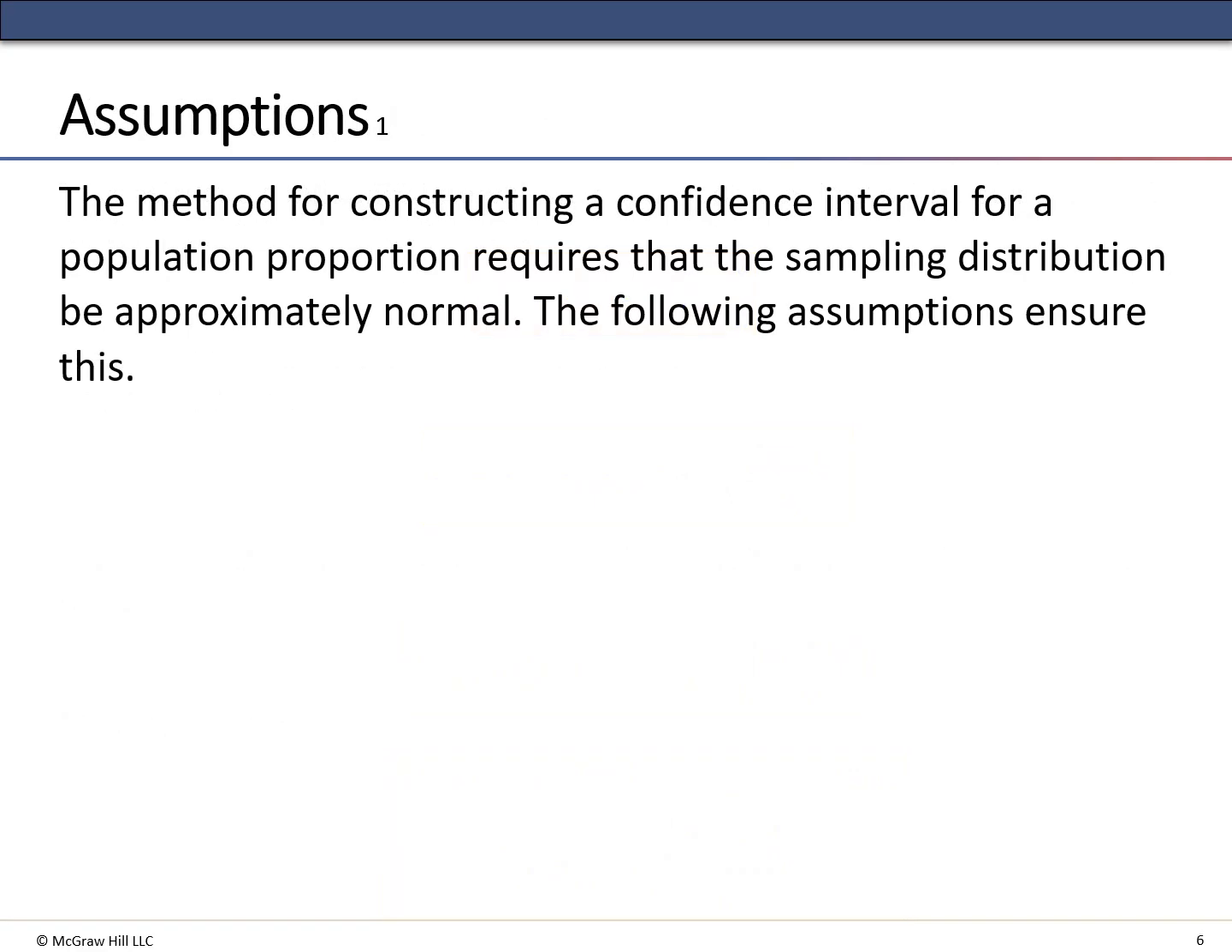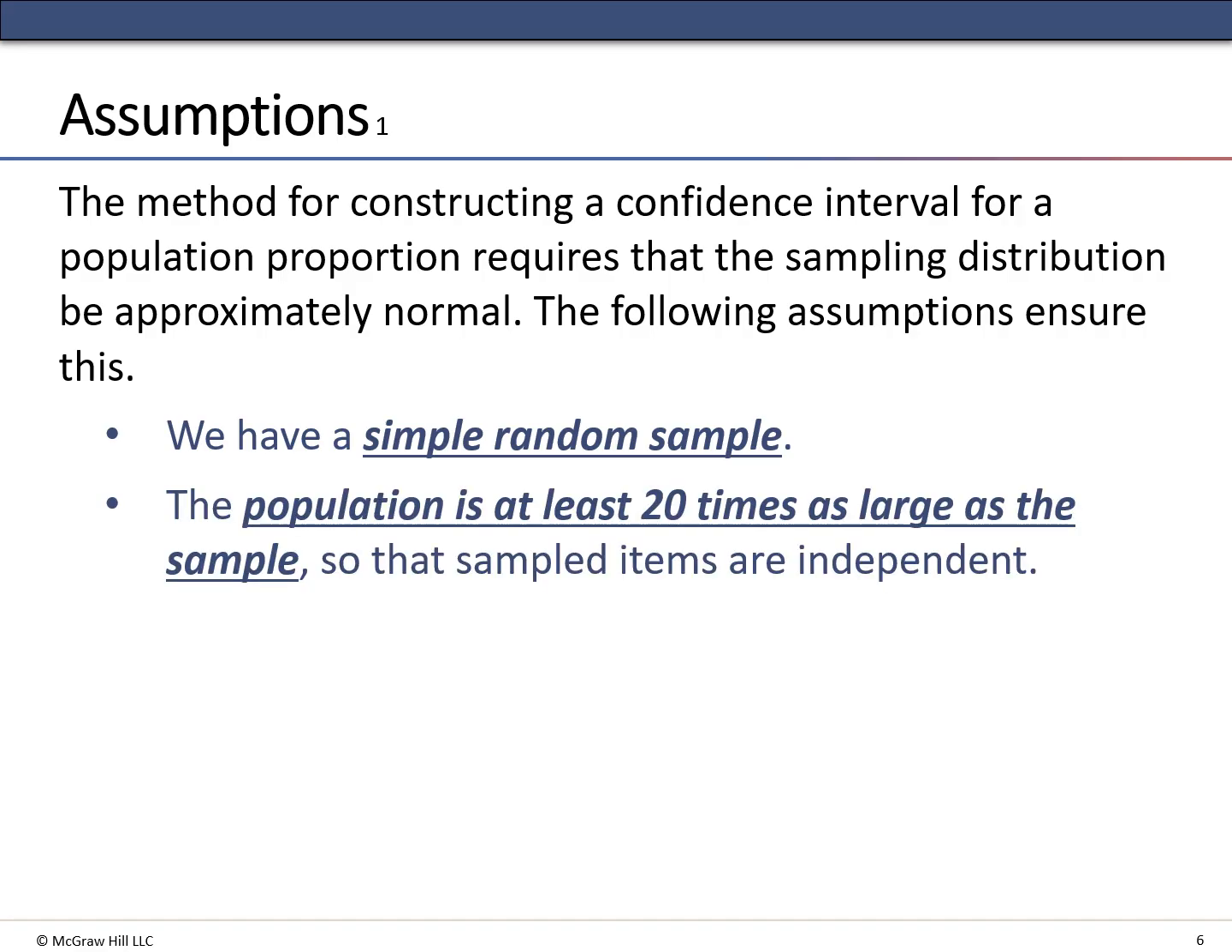The method for constructing a confidence interval for a population proportion requires that the sampling distribution be approximately normal. The following assumptions ensure this, and of course, we always have a simple random sample. Anytime a sample is not done randomly, it draws into question whether the data found from that can actually be used to make judgments or inferences or statements about the population as a whole.